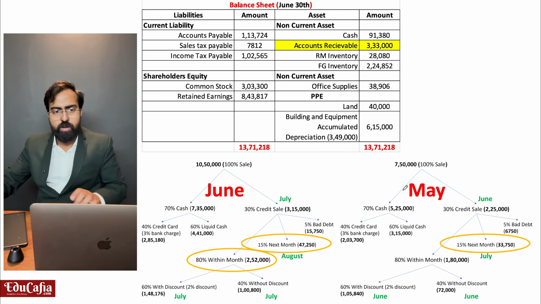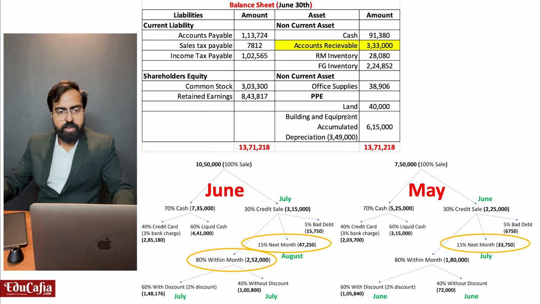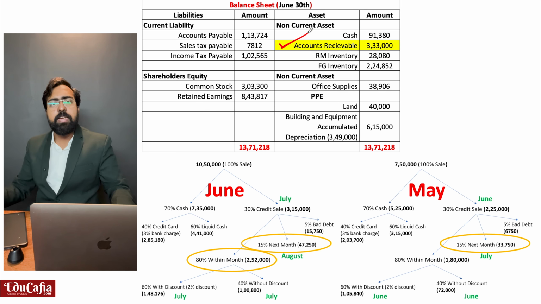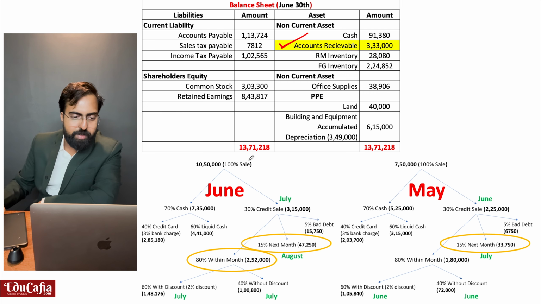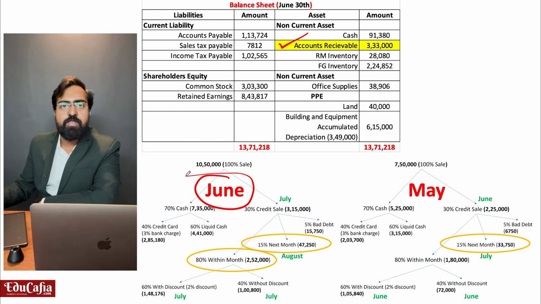91,380, right? So that we will come in the cash section. Next, accounts receivable. Is there any pending to receive? Yes, a lot is pending from the June month sale. From the June month sale, this is what we discussed, right?